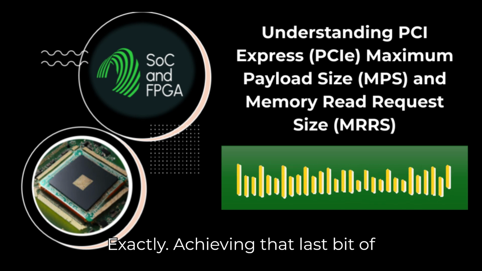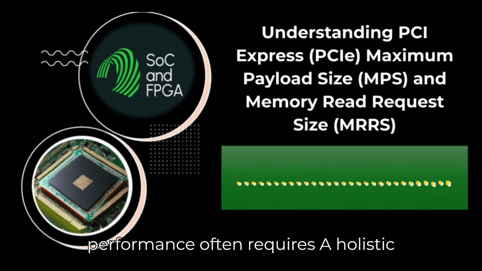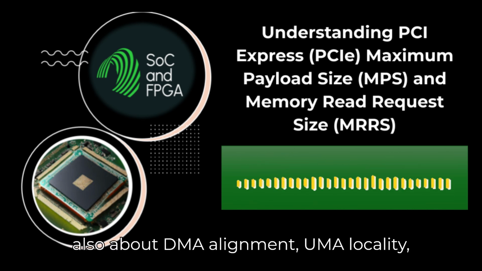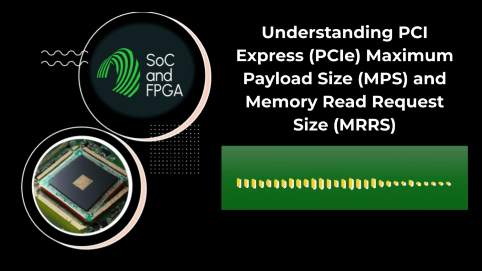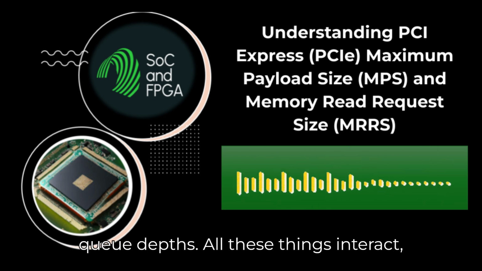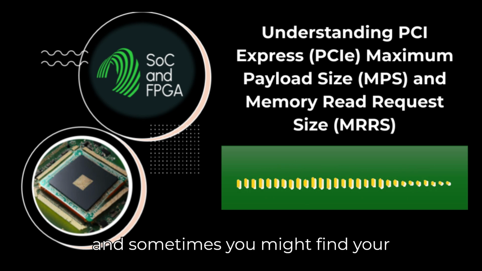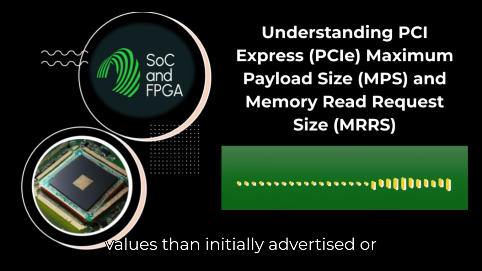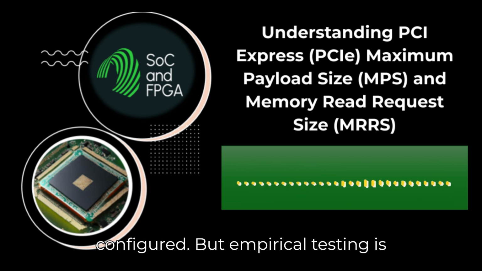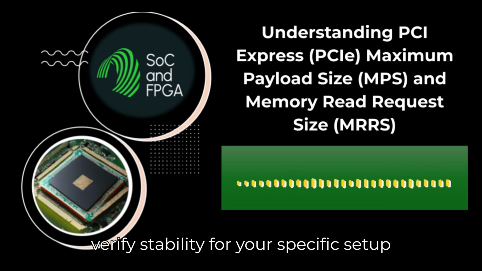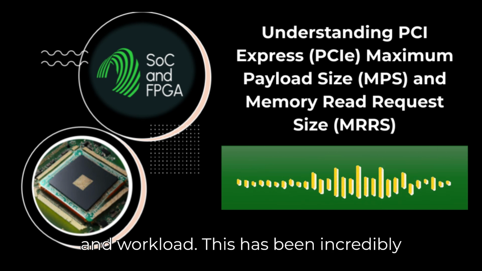Exactly. Achieving that last bit of performance often requires a holistic view. It's not just MPS and MRRS. It's also about DMA alignment, NUMA locality, which CPU core and memory bank are closest to the device, interrupt handling, queue depths. All these things interact. And sometimes you might find your hardware can actually support higher values than initially advertised or configured. But empirical testing is really the only way to discover that and verify stability for your specific setup and workload.